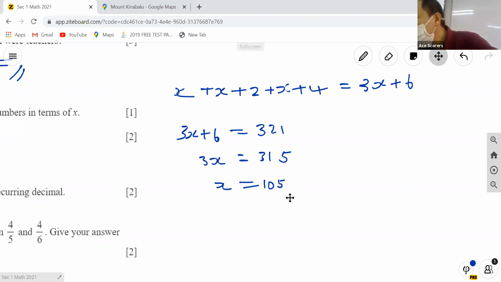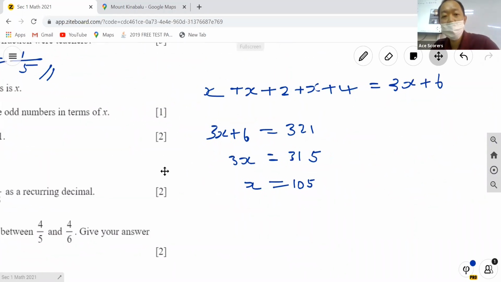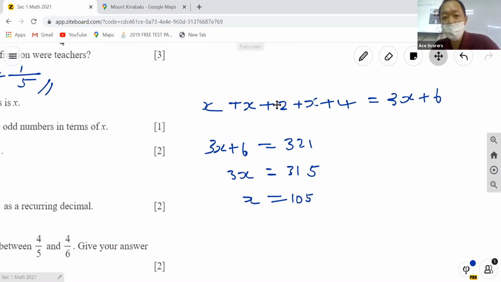I got 3x plus 3. It cannot be 6 because it's an odd number. What? 3x plus 3? How do you get plus 3? Oh, I know. Okay, so your problem is you have to plus 2 and plus 4 because they want odd numbers. So you have to keep adding 2. They don't want consecutive numbers. Okay, but not too bad, right? You know, you get the idea, so that's pretty good.